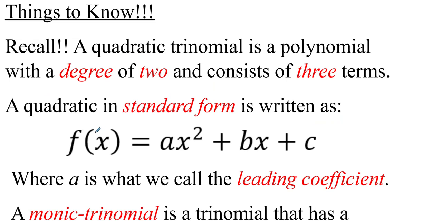All right, first of all, our things to know. Remember, a quadratic trinomial is a polynomial with a degree of 2, meaning the variable term with the largest exponent is a 2, and it does consist of 3 terms. Standard form is hugely important to us, and it looks like this.